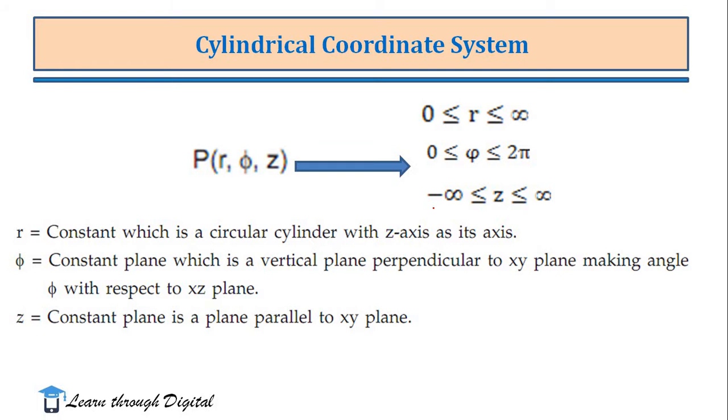Generally, the cylindrical coordinate system is defined by means of three surfaces. The surfaces are r equal to constant, which is a circular cylinder with the z-axis as its axis. The second surface is phi equal to constant plane, which is a vertical plane perpendicular to the xy plane, making angle phi with respect to the xz plane. The third one is z equal to constant plane, which is a plane parallel to the xy plane.